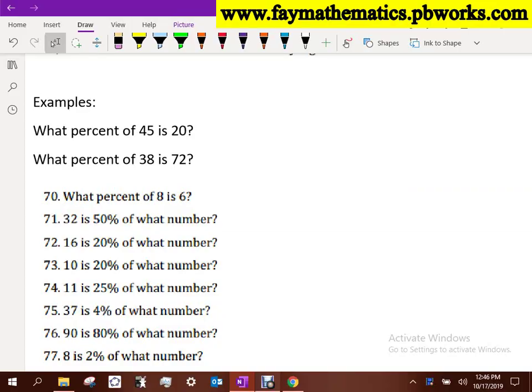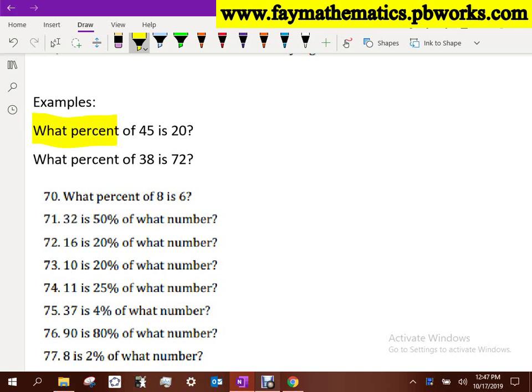What you're going to want to do here is look for key phrases, okay? One of the key phrases is when they ask the question. So when they say what, that's asking the question. What percent? We don't know what percent. So when we don't know something, that's the unknown. Does that make sense?